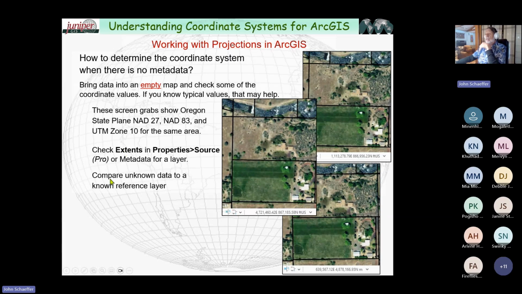Compare unknown data to a known reference layer. So I was doing another project in Mexico. It was architectural plans for development that we were trying to fight because it was going to take place near some turtle habitat. And the architect had the data in AutoCAD, computer-aided drafting, which I used to teach.